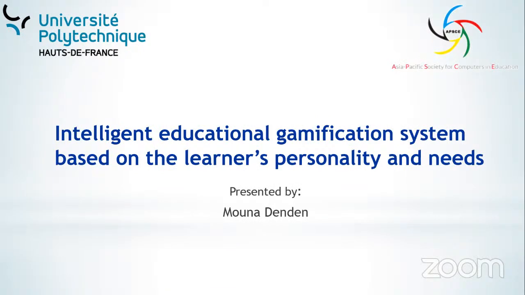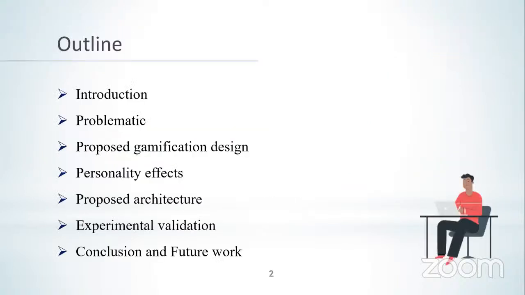So the outline of this work is as follows. We will start with the introduction, moving to the problematic, our proposed gamification design, personality effects, proposed architecture, experimental validation, and finally conclusion and future work. So let's start with the introduction.